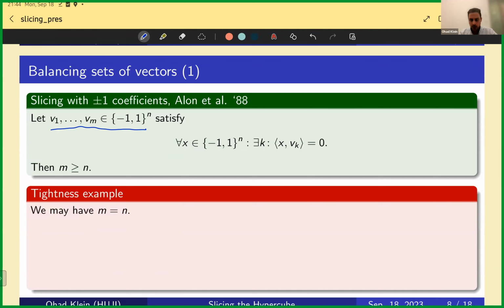So suppose our set of vectors satisfies that for every point on the plus minus 1 hypercube, we have one of our vectors that is orthogonal to this point. What they were able to show is that m is at least n. This is what we are going to prove. And in fact, this inequality is tight, as we'll see in a moment. So does anyone have an example for why this theorem is tight?